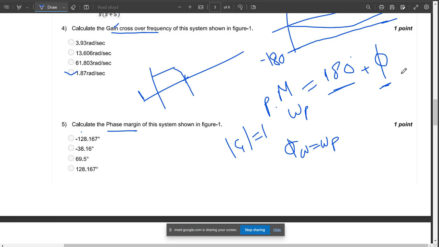Ma'am, option C. Option C. C, C. Okay, okay. So I'm still giving others to solve this question, and then we'll solve it.